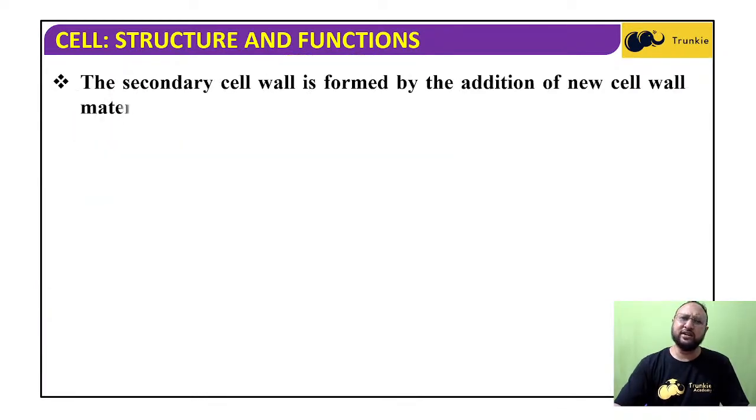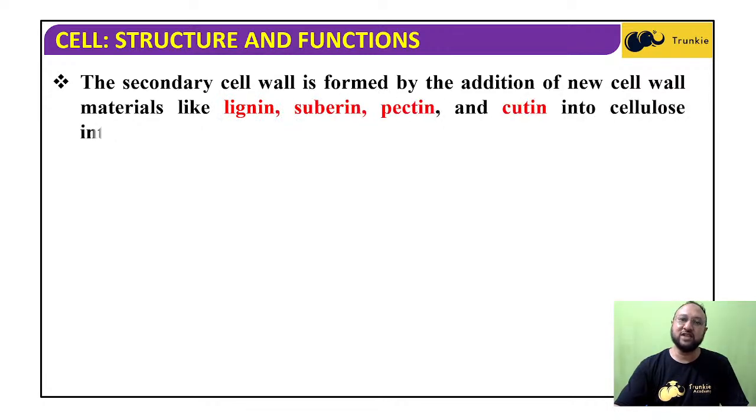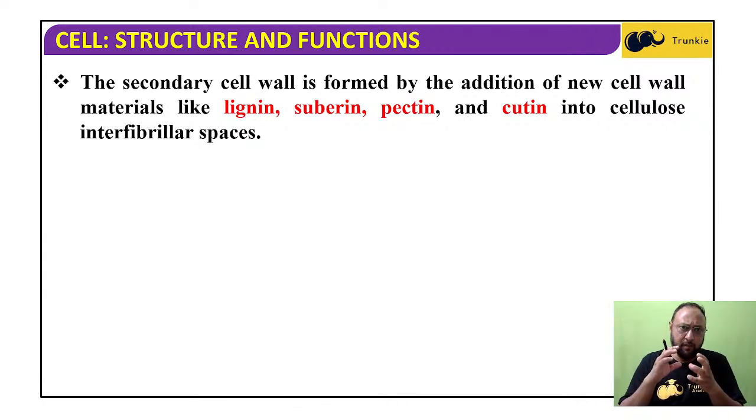The secondary wall is formed by the addition of new cell wall materials like lignin, suberin, pectin, and cutin into cellulose interfibrillar spaces. When the primary wall diminishes and the secondary wall is being formed, some hardening substances are added. Lignin, suberin, pectin, and cutin confer the hardness of the cell wall. They are responsible for providing rigidity, and act as cementing material.